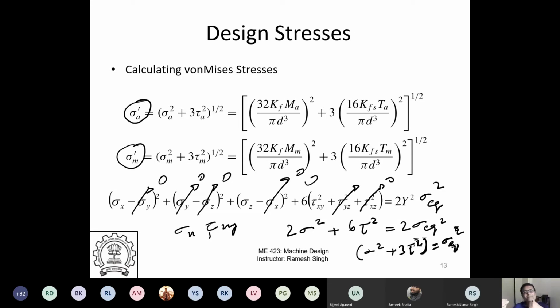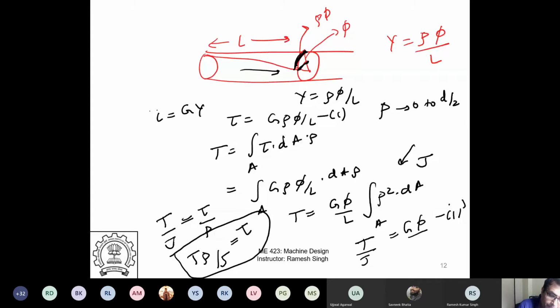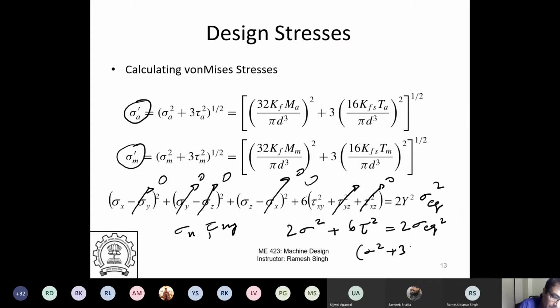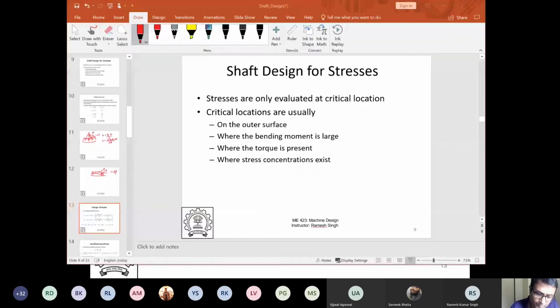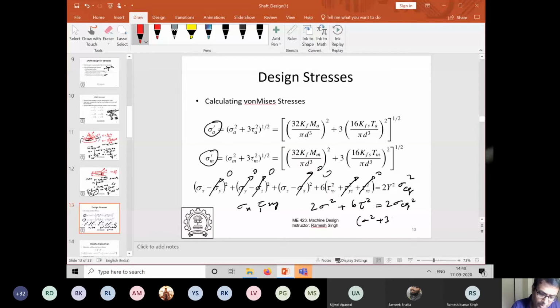Okay, it's acting up for some reason, but that's fine. This is what it is. So you basically get this. Plus 3 tau square is equal to sigma equivalent whole square. So basically, this is what you get.